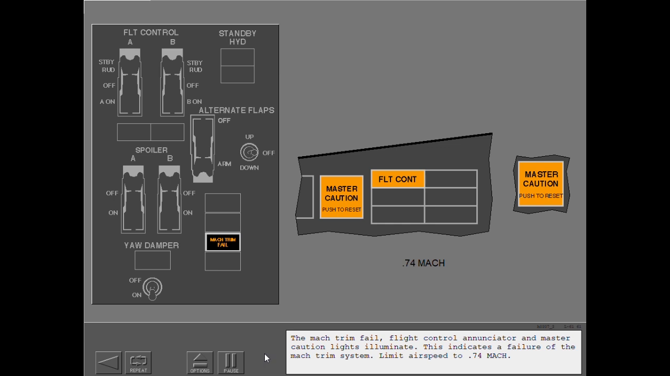The Mach trim fail, flight control annunciator, and master caution lights illuminate. This indicates a failure of the Mach trim system. Limit airspeed to 0.74 Mach.